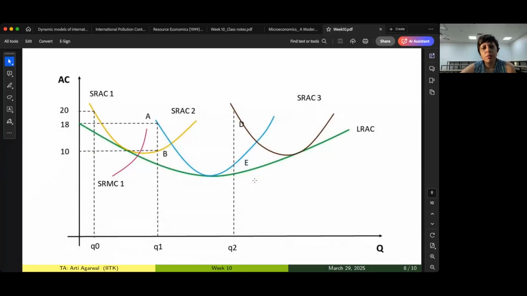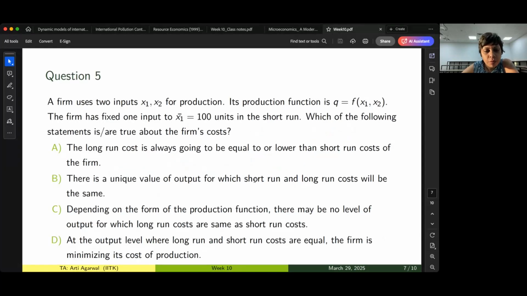Now, I think this is true. I'm not exactly sure, but I think this is true. We leave C for the moment. The fourth part is the output level at which long run and short run costs are equal. The firm is minimizing its cost of production.